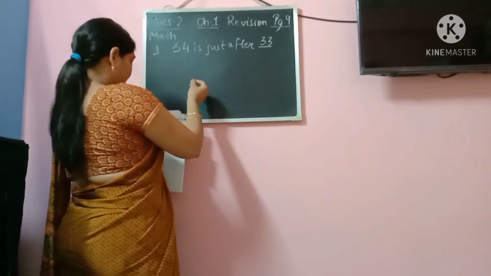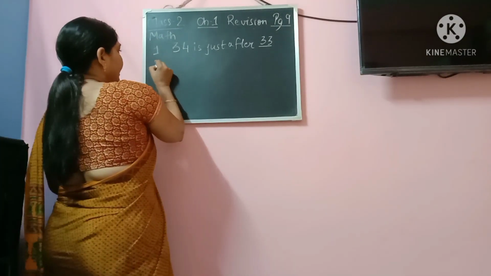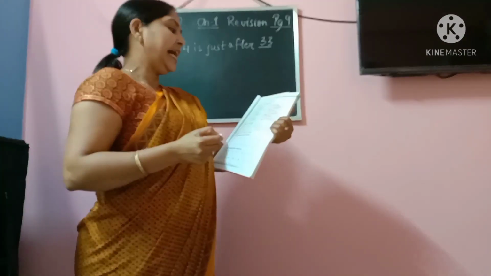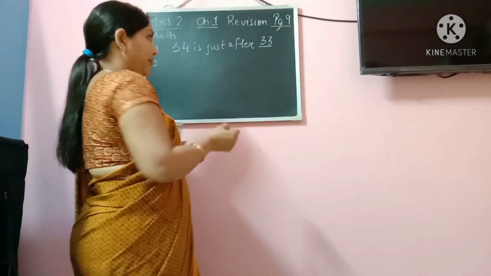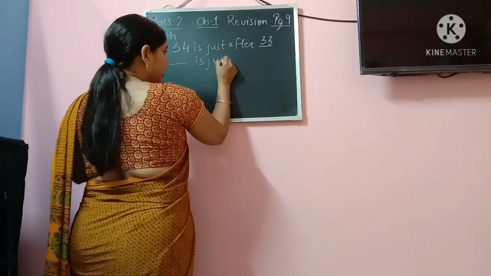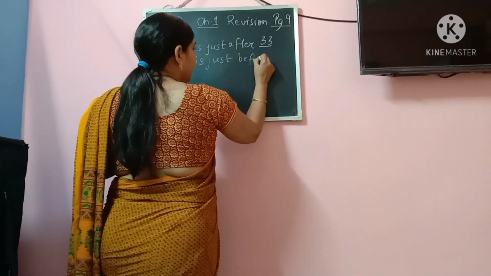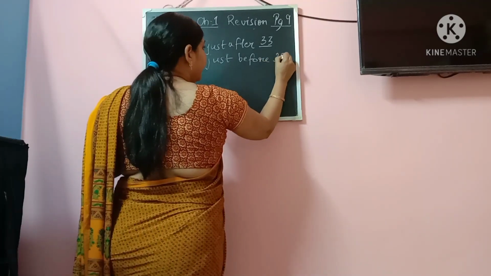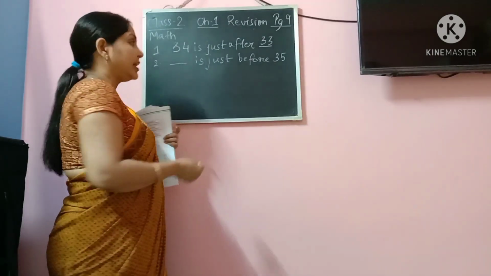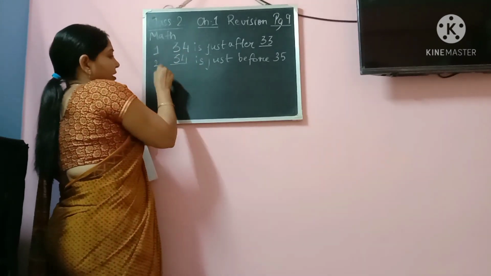Now the next question. From the green box, first we will try to do. The next question is: dash is just before 35. Which number is just before 35? Of course, 34 is just before 35.